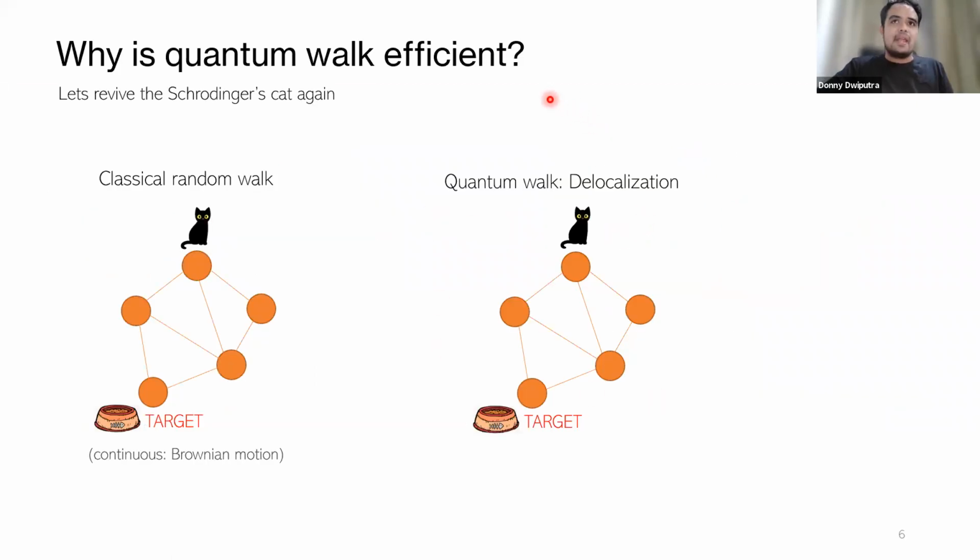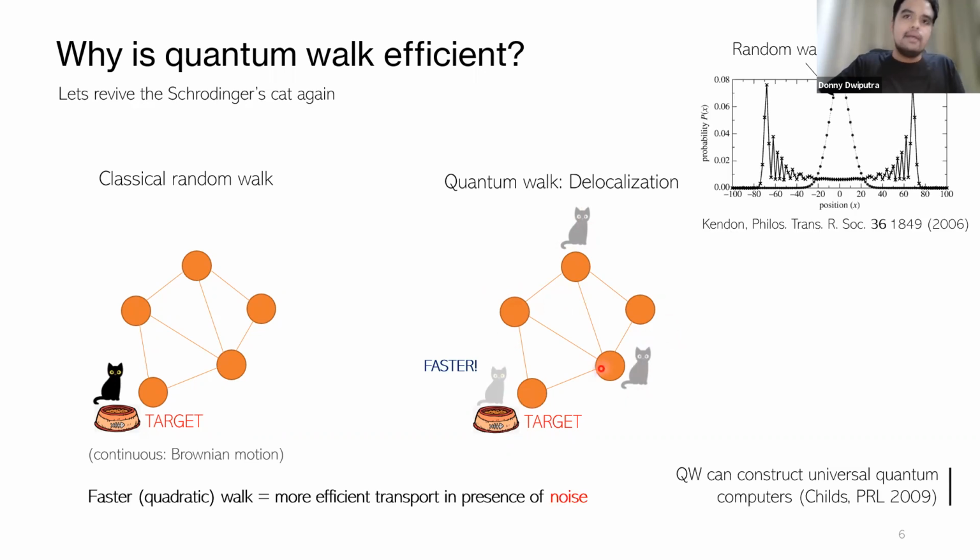And this is, again, an intuitive explanation of why quantum walk is more efficient than the classical random walk. As we can see in the classical random walk on the discrete graph, for example, it takes 6 steps to reach the target here, and the quantum walk, because there is delocalization in the probabilistic sense, is faster, at least quadratically, than the classical random walk. So a faster walk translates to more efficient transport in the presence of dephasing and especially dissipation. So we have to differentiate between the dephasing and dissipation here.